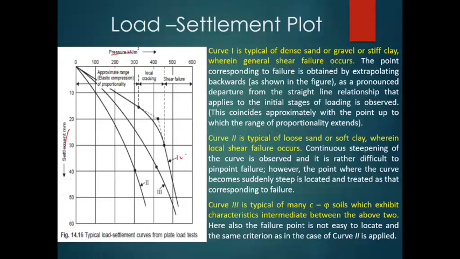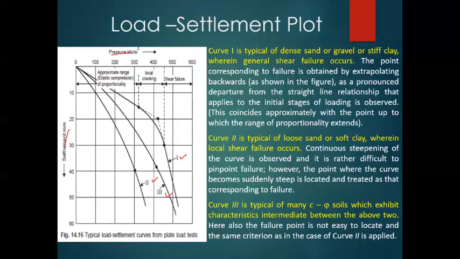Curve number one, number two, as well as number three, depend upon the soil type. So we can calculate the ultimate load based on the shear failure criteria. In the next slide, I'm going to cover the criteria we use in this plate load test to calculate the bearing capacity. There are two criteria: the first is the settlement criteria, and the second is the shear failure criteria.